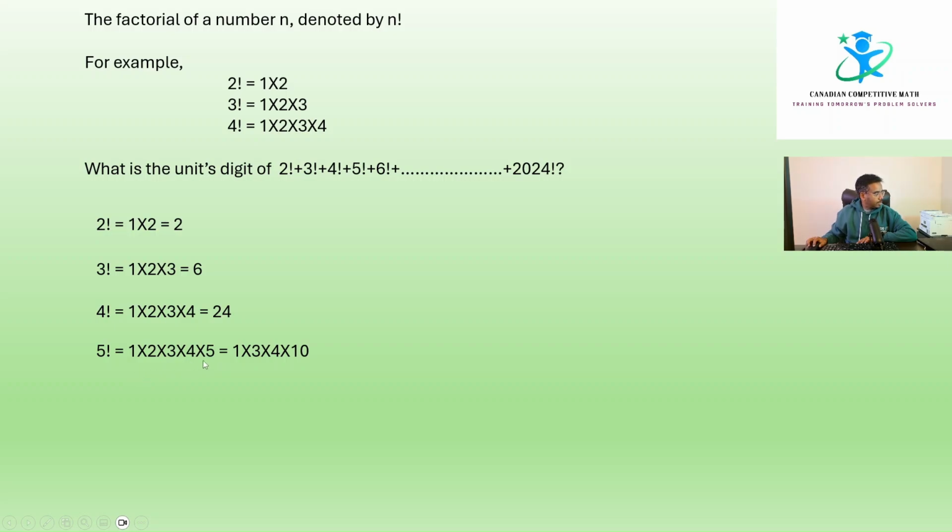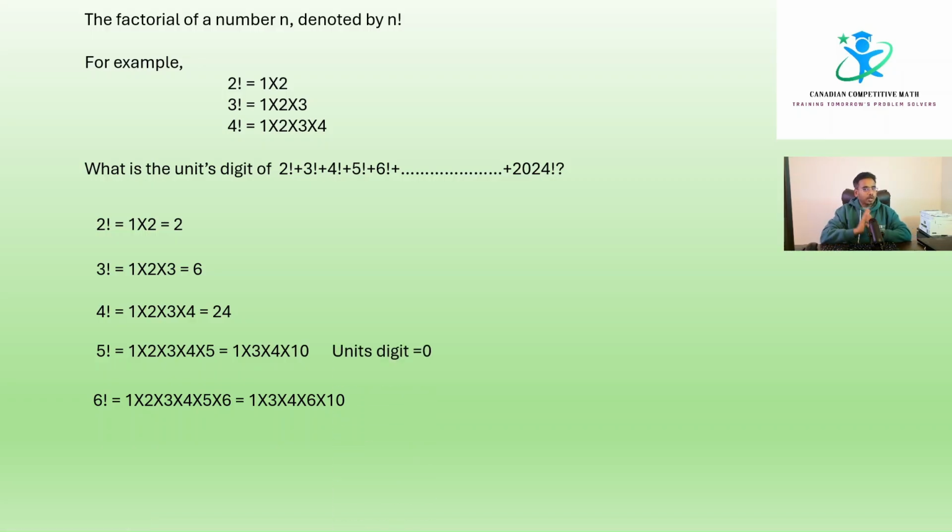If you look at this entire multiplication, you can see that there is a 2 and there is a 5. So 2 times 5 is 10. So I can write this as 1 times 3 times 4 times 10. Next, if I write 6 factorial, it is similar. I can write it as 1 times 2 times 3 times 4 times 5 times 6. If I separate 2 times 5, I can write this as 1 times 3 times 4 times 6 times 10. Again 10. So this pattern keeps repeating.